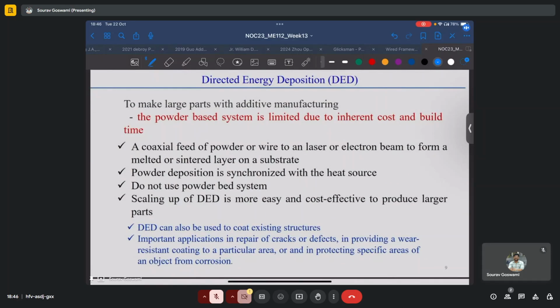The DED type process also offers other advantages, typically in the making of large parts, because the powder bed-based system is limited due to inherent cost and build time, and also because of the need for environmental control. In a powder bed type setup, we need to fill the entire printing volume with powder, irrespective of the size of the actual part that you want to realize. Whereas in powder fed additive manufacturing processes, we can have only a quantity of powder which is commensurate with the volume of the part to be built.